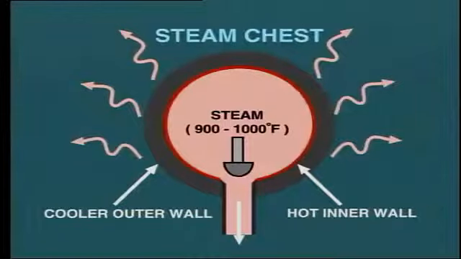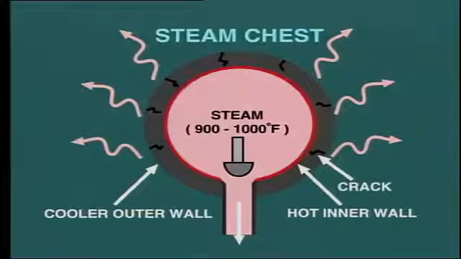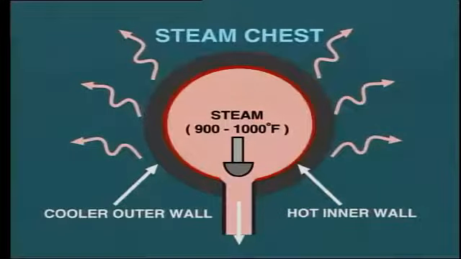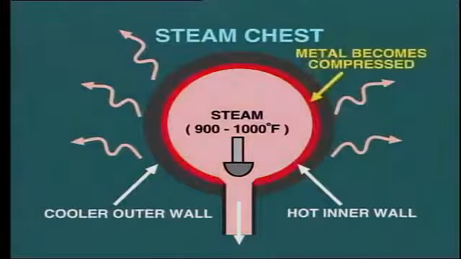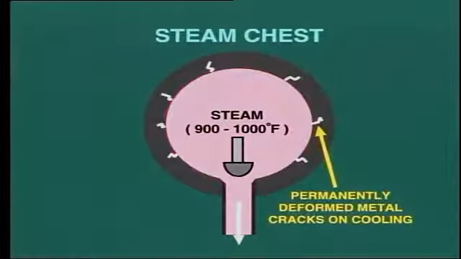So, what problem could this cause? Well, the result is that the inner surface tries to expand at a greater rate than the outer surface. This could, after many cycles, lead to cracking on the outer surface. But it does not always work that way. For example, as the inner surface tries to expand, but is restricted by the outer surface, the metal becomes compressed and may well exceed its yield point and become permanently deformed. The consequence of this is that when the steam chest cools down with the turbine offload, the metal does not return to its original state and cracks appear on this inner surface.